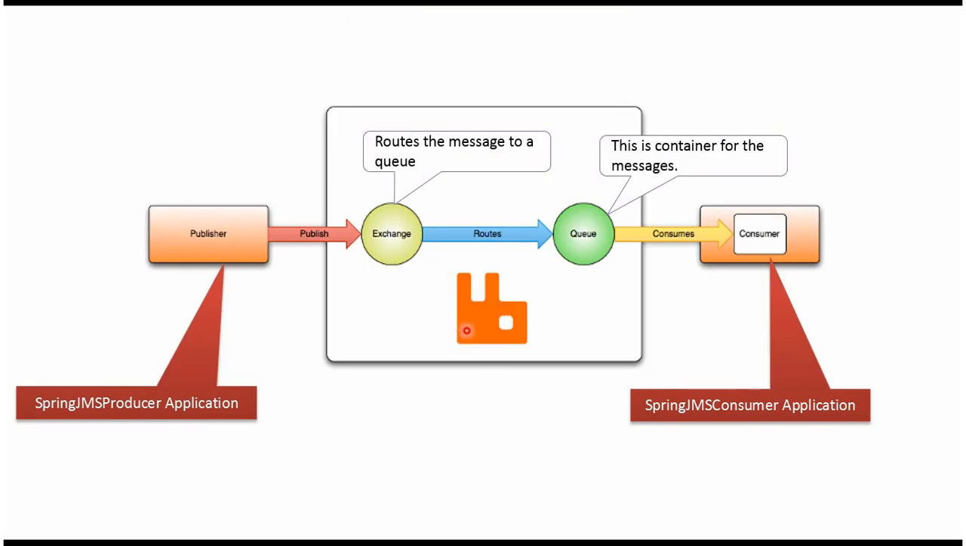In this example, we are using RabbitMQ. Here you can see the publisher, which creates a message and publishes the message to the exchange, and the exchange routes the message to the queue, and from the queue the consumer consumes the message. To publish the message, we have a Spring JMS producer application. To consume the message, we have a Spring JMS consumer application. We will see that.